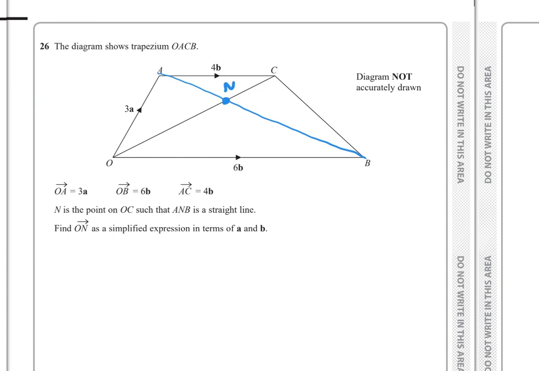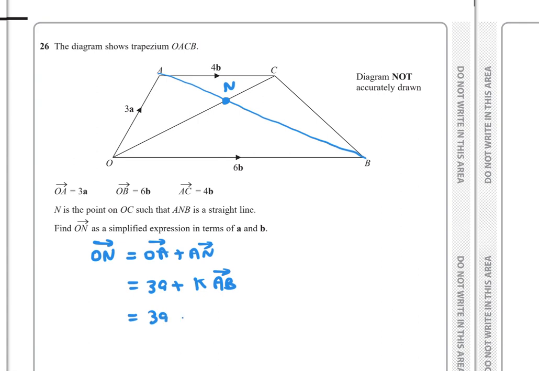First, ON equals OA plus AN. OA equals 3a. AN is part of AB because ANB is a straight line. So AN equals k, a constant, times AB. So we can write ON equals OA plus AN. So equals 3a plus AN, which is k times AB.